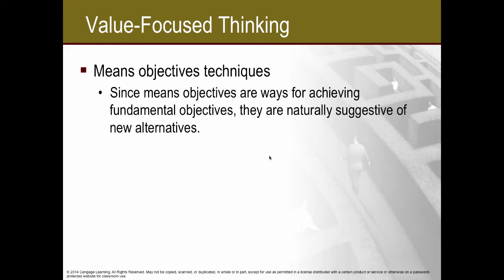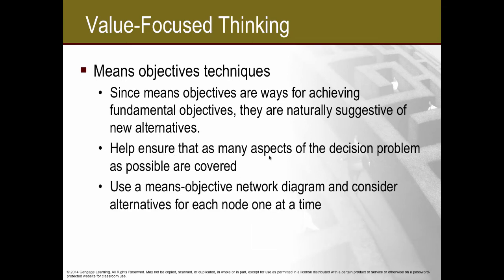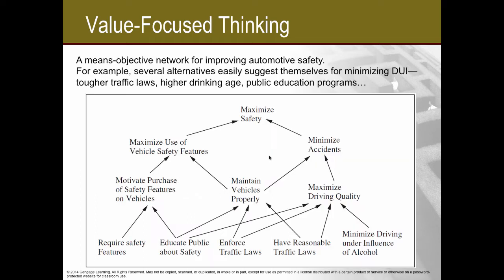Just because the means objectives are ways for achieving a fundamental objective, they are naturally suggestive of producing new alternatives. They help ensure that as many aspects of the decision problem as possible are covered. Use a means objective network diagram and consider alternatives for each node one at a time. So basically we have to use this sort of means objective network for improving automotive safety. If the fundamental objective is maximizing safety, then we have different means objectives.